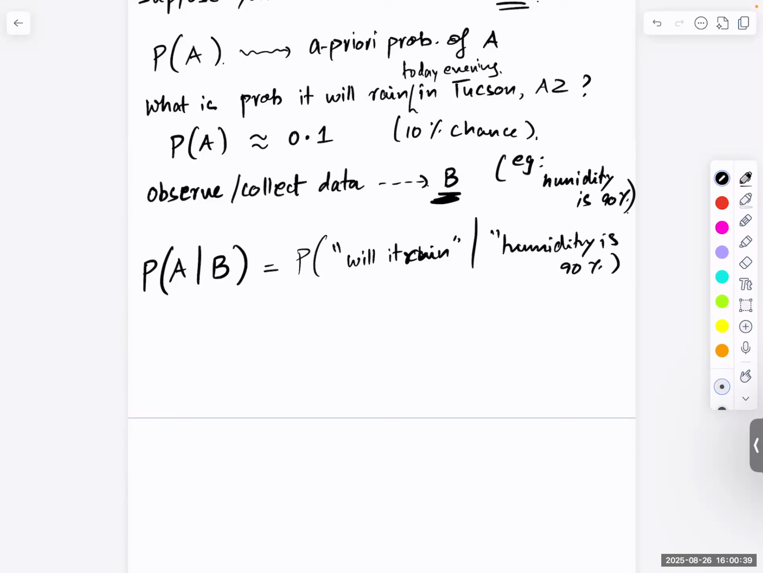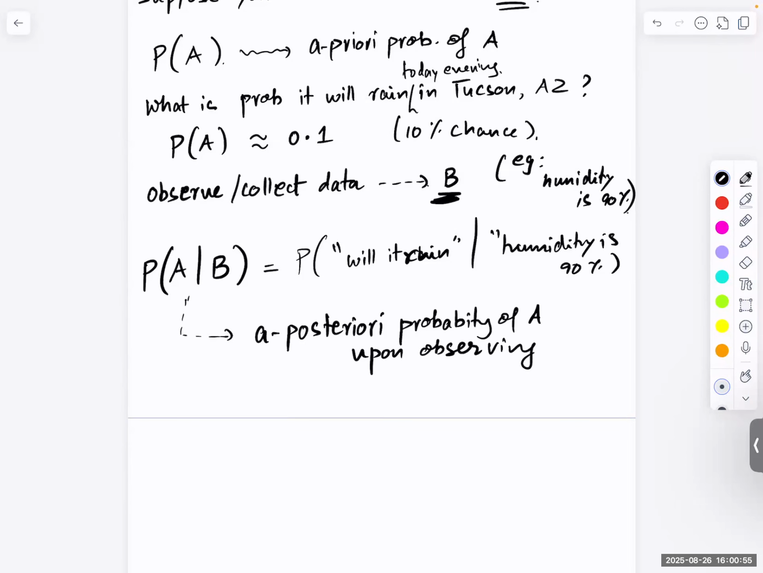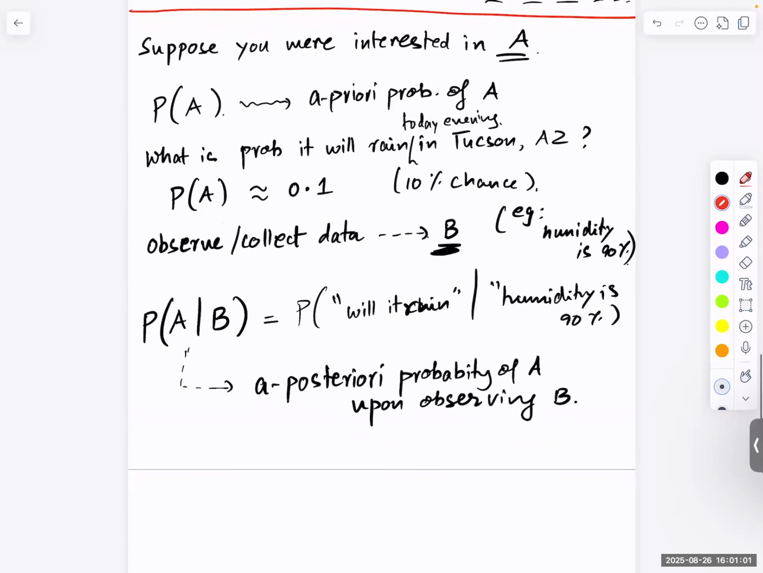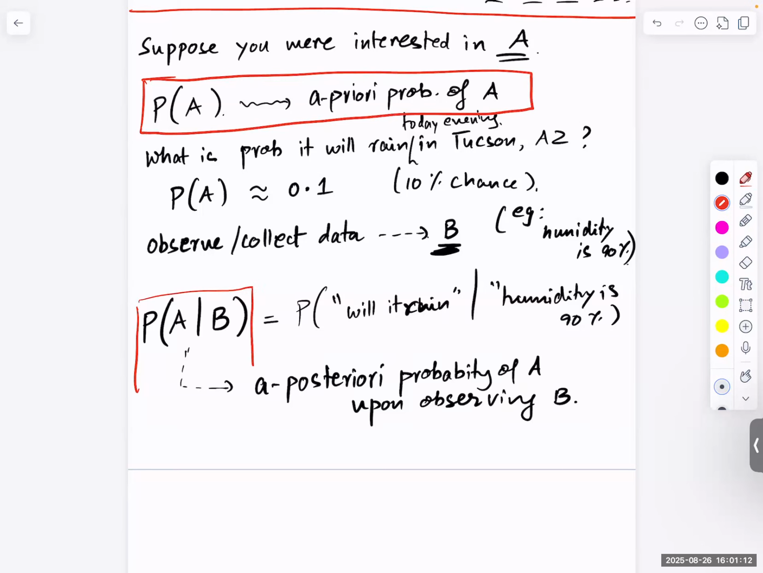Now this object, A given B, is also referred to as the a posteriori probability upon observing B, or given that event B has occurred. Okay, so these are two important concepts. Keep in mind, if I just look at P of A, in many scenarios people love to call it the a priori probability of something happening. And A given B is often referred to as the a posteriori probability of A happening, given that you have seen something or some event B has occurred.